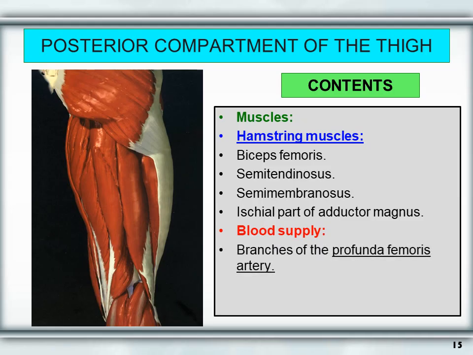The blood supply of the hamstring muscles is from branches of the profunda femoris artery. The nerve supply of the hamstring muscles is the sciatic nerve. These are the main sciatic nerve branches to the hamstrings.